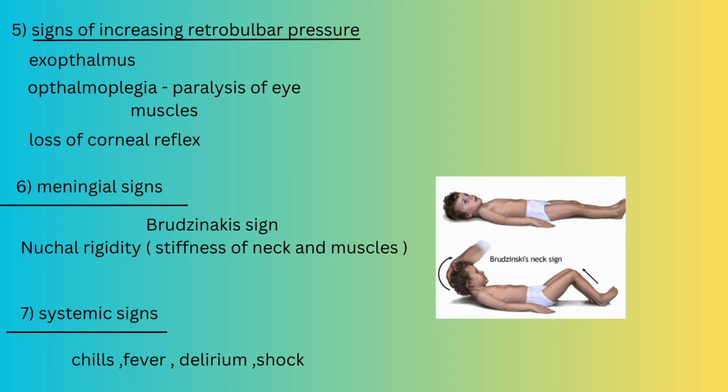It is nothing but neck rigidity, the passive flexion of the neck. It may cause flexion of both the legs as well as thighs. So with neck rigidity, the passive flexion of the neck may cause flexion of both the legs and the thighs. It is shown in that picture. And the next one is systemic signs like chills, fever, delirium and shock.